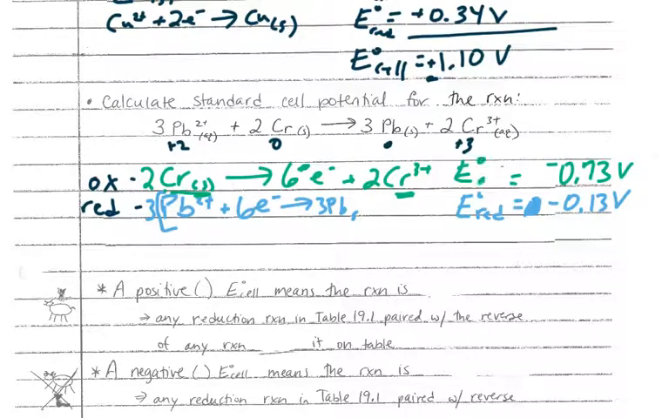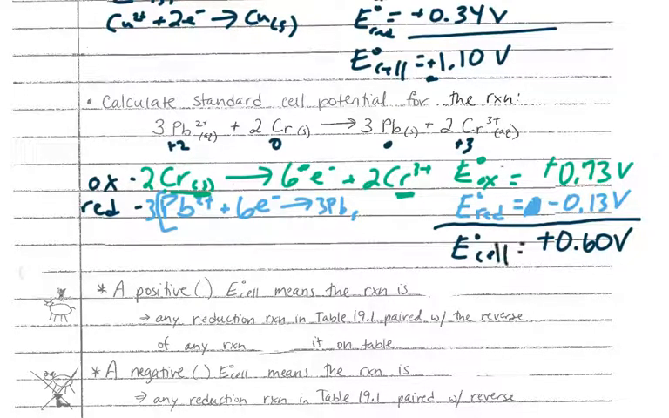All right, but we want the oxidation potential, so we have to reverse that sign. Okay, and now we just add the two together. 0.73 minus, or plus, negative 0.13 is positive 0.60 volts. That is our standard cell potential for this reaction, which means that this will happen spontaneously. This will be truly a galvanic cell because it has a positive E cell.